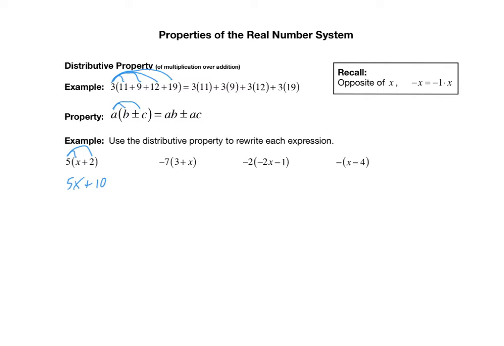Let's take a look at the next one. Negative 7 times 3 is negative 21, plus negative 7 times x is negative 7x.